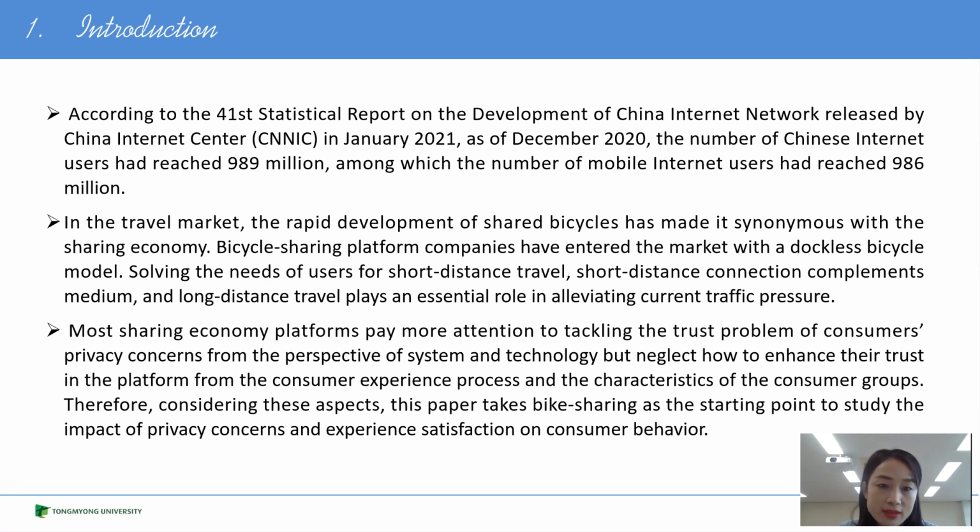In the travel market, the rapid development of shared bicycles has made it synonymous with the sharing economy. Bicycle sharing platform companies have entered the market with a dockless bicycle model. Solving the needs of users for short-distance travel, short-distance connection complements medium and long-distance travel, and plays an essential role in alleviating current traffic pressure.